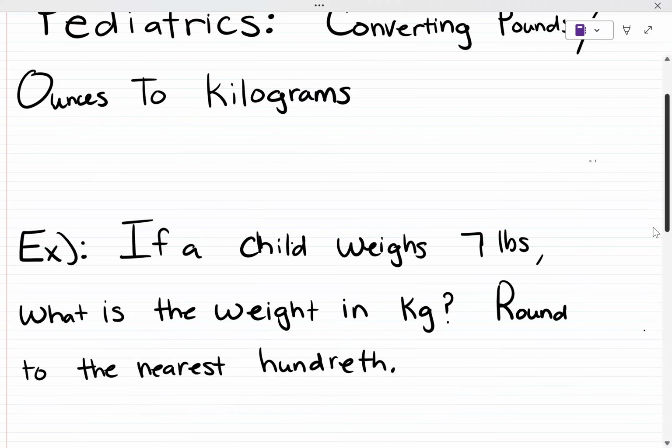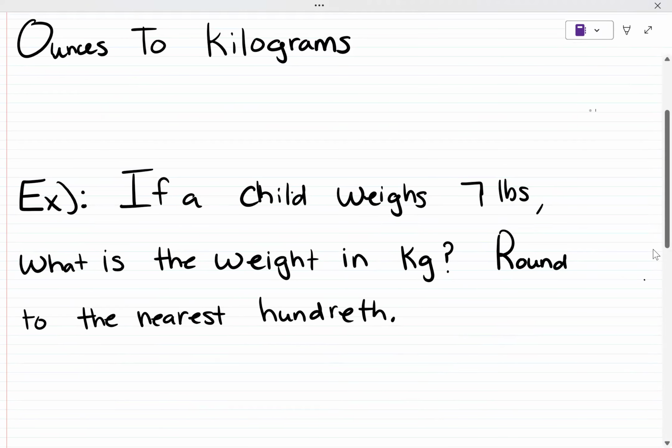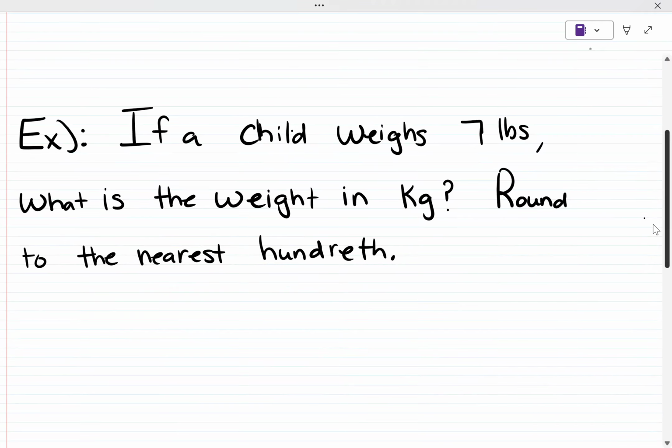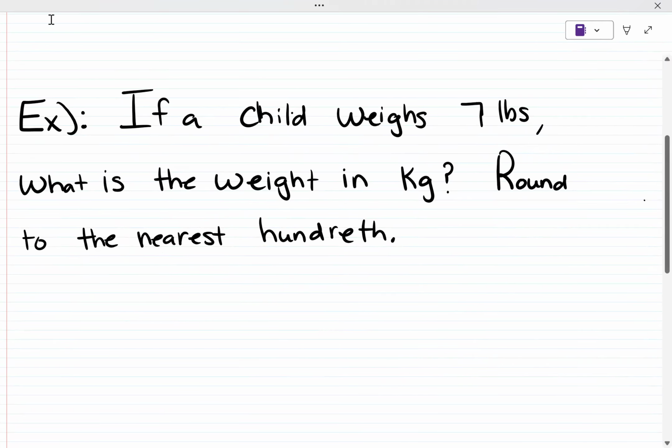So example one says, if a child weighs 7 pounds, what is the weight in kilograms? Round to the nearest hundredths. So we did something like this on the very first video. What you've got to do is, here, I'll show you. I think it's best to just do dimensional analysis. That's what I'm going to do.